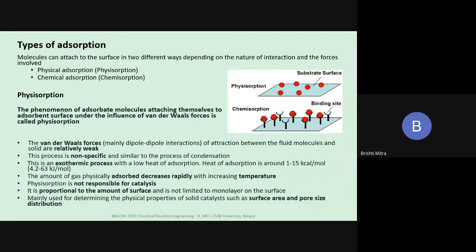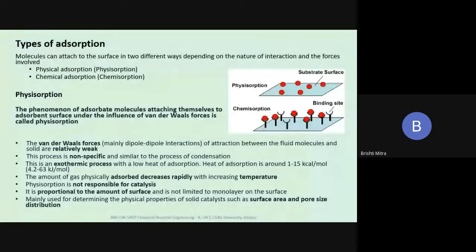So the first thing that we have to learn about is what adsorption is and what types of adsorption there are, so we can then consider them as a first step in a heterogeneous reaction when we try to find the rate of such a reaction. Adsorption can be of two types. One is physical adsorption or physisorption, and the second one is chemical adsorption or chemisorption. Which type it is depends on, like I've written out here, the nature of interaction and the forces that are involved.